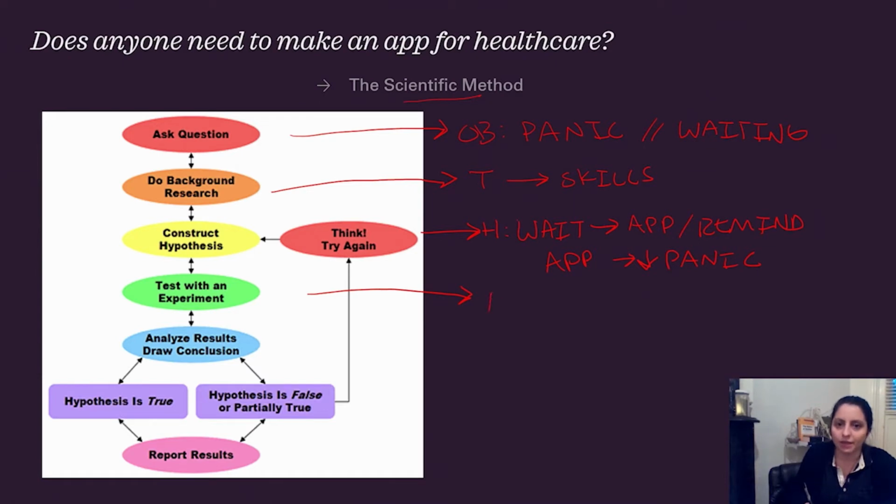And then you go to a place where you test it. You have the app, you test their level of panic, and then you have a no app condition, and see how many people have panic then. Then you use that data to check whether the hypothesis was correct or not. Did their panics decrease? Did it not? And if it didn't decrease, what got in the way? Were there aspects of the app design that maybe weren't helpful?